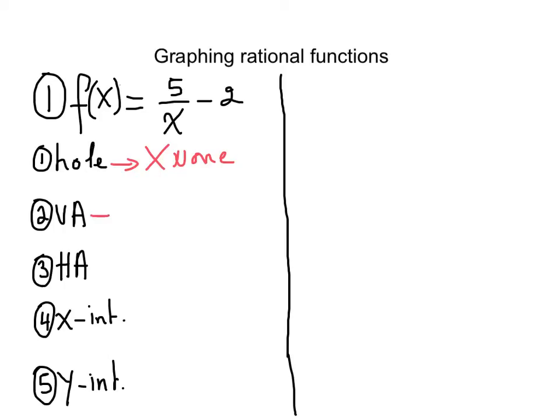A vertical asymptote, we have to make sure the denominator cannot equal 0, it creates a vertical asymptote. The horizontal asymptote is going to be the k over here, which is y equals negative 2.